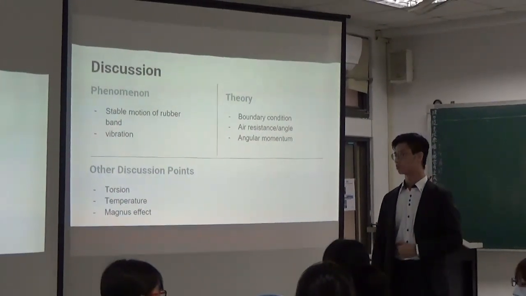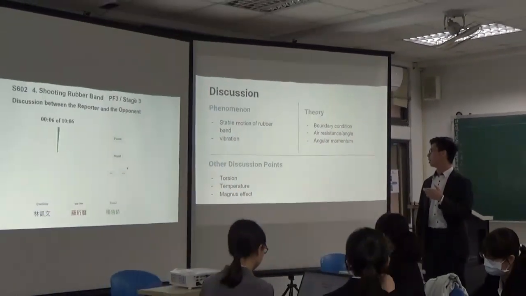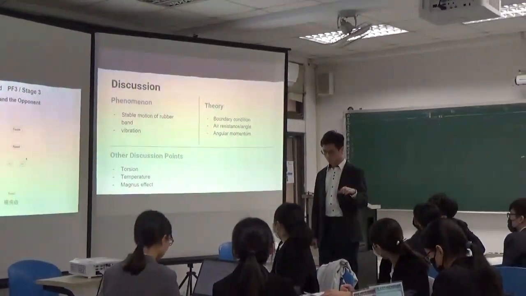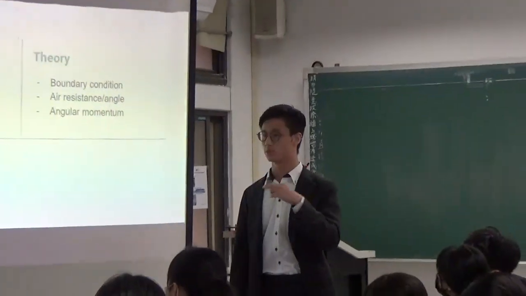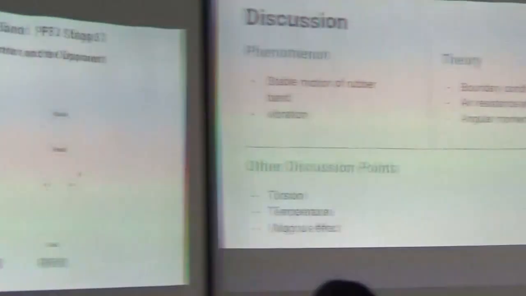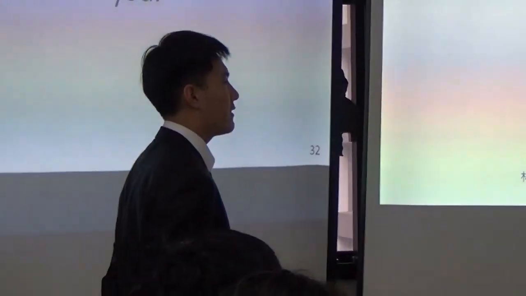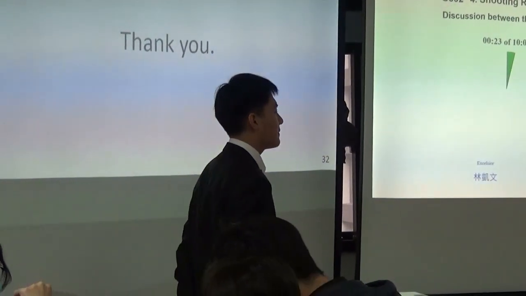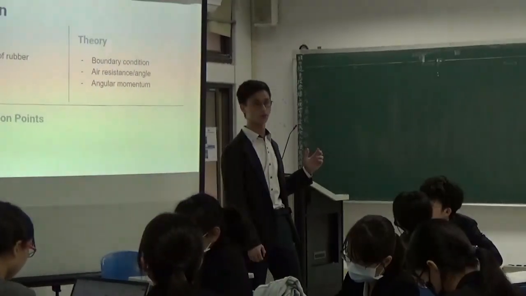Why do you think that this unevenly stretched rubber band can provide more stable motion? Well, because of its rotational inertia, so it won't be easily affected by other forces such as air resistance. So can I use the blackboard?